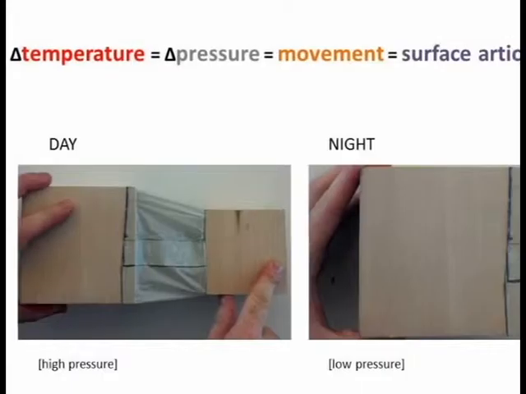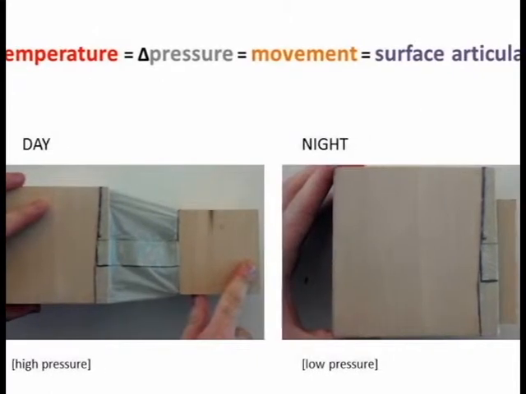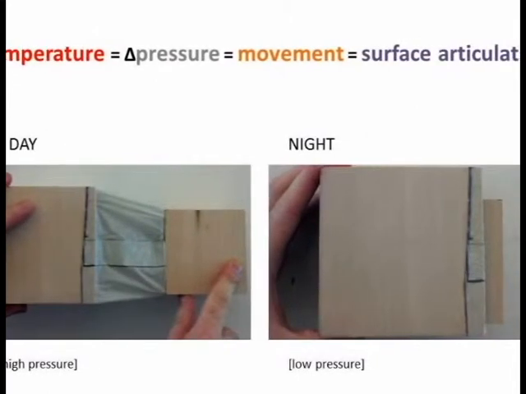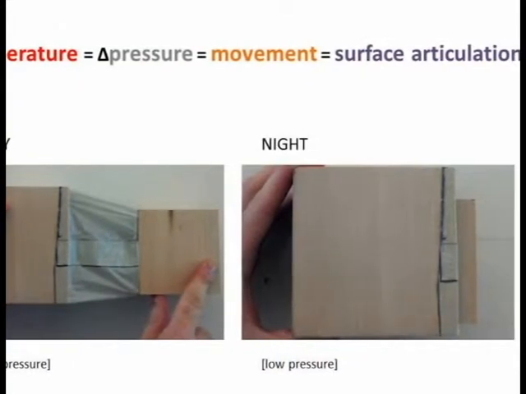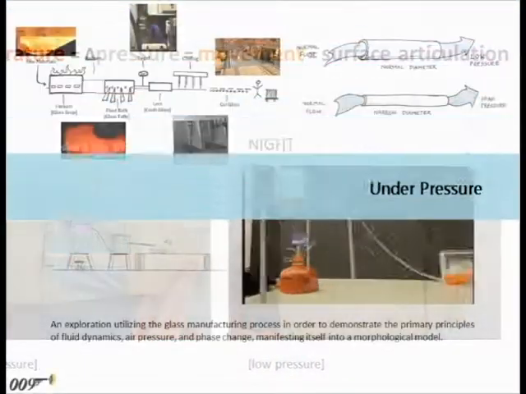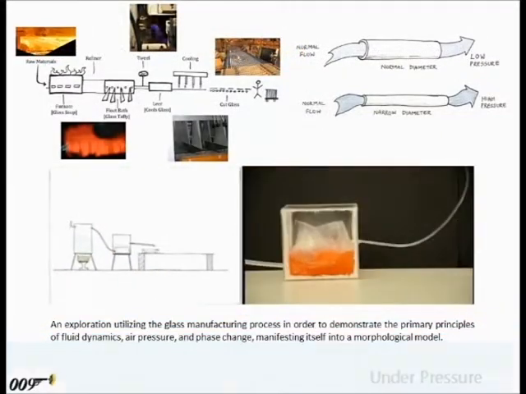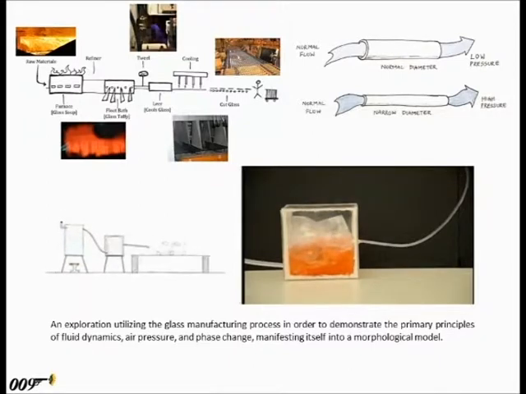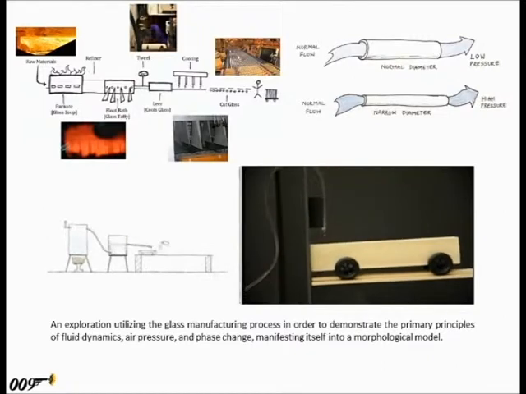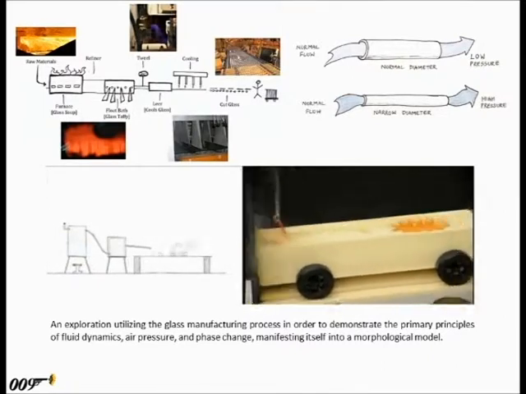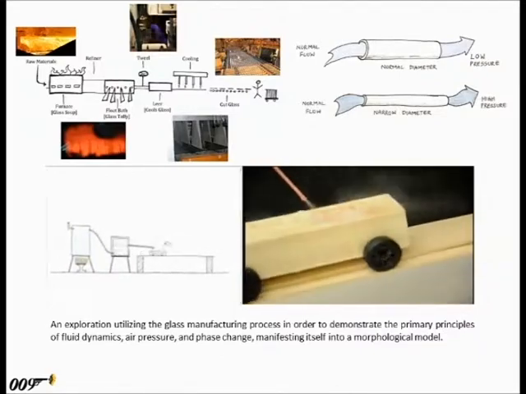These survival mechanisms of heat differentiation, fluid dynamics, and pressure also become the building blocks of our working hypothesis. Change in temperature equals change in pressure equals fluid dynamics equals surface articulation. Our visits to various manufacturing plants brought exposure to manufacturing processes in the areas of casting, laminating, tempering, and phase change. We experimented and tested several materials in an effort to discover the materials that are best suited for modeling our basic principles.